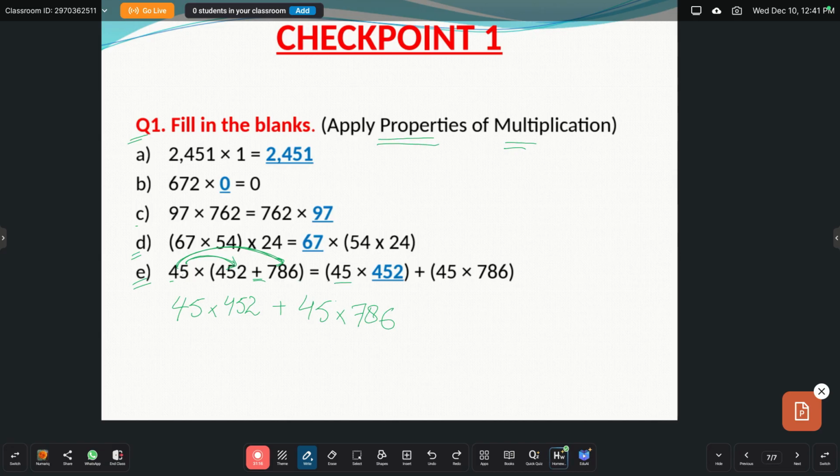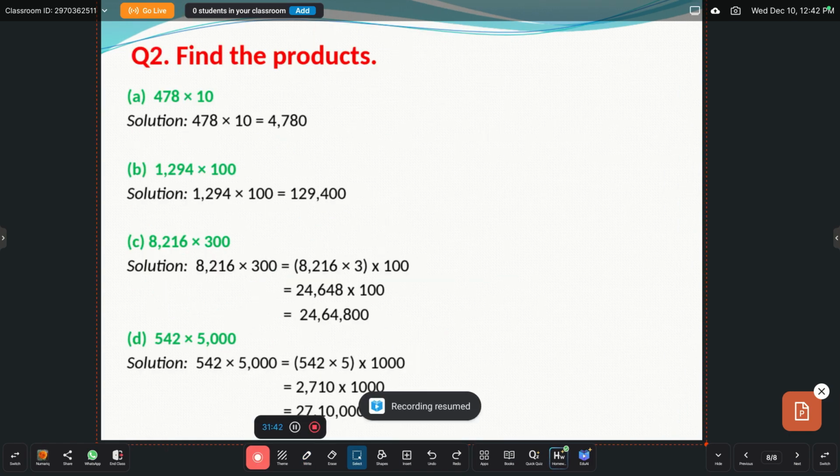Here 45 into something. We don't know what it is. Okay. So now we got it that here it will be 452. Then it is 45 into 786. So here in this blank you will write 452. So this was the case of distributive property. I hope it's clear. Okay, beta.